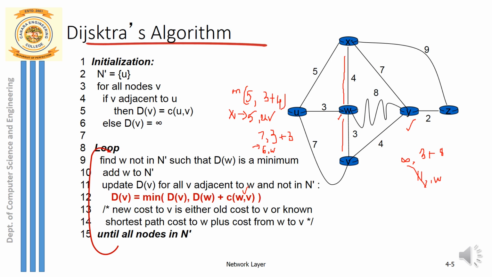After step 1 we have to find such a node and add that node X into our list N dash. So in N dash, now we have the node U, also the node W that was there in my list N dash, and now the new node we have added is X, because we have already calculated the least distance from node U to X, that is 5. So this is how you do it.